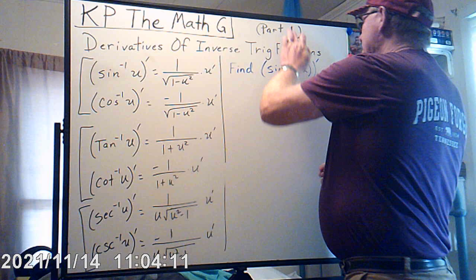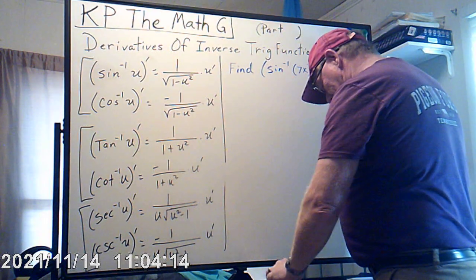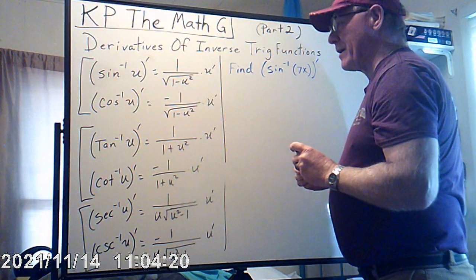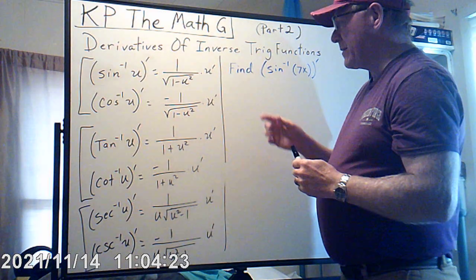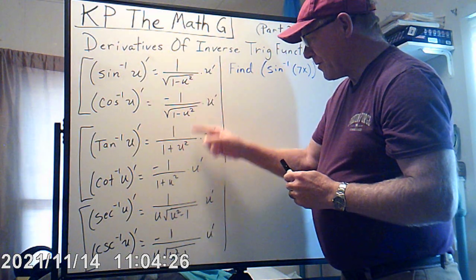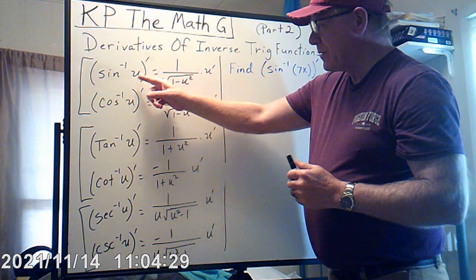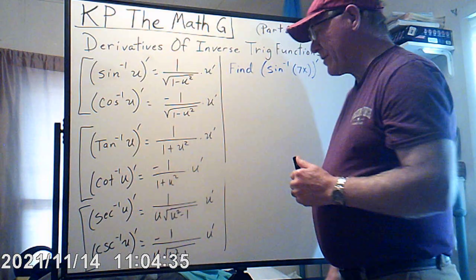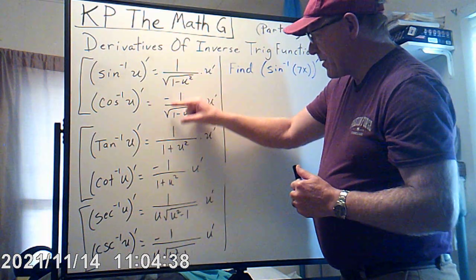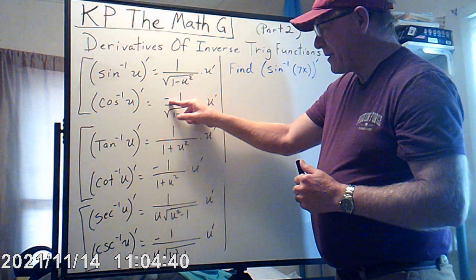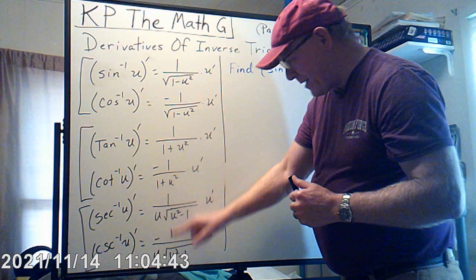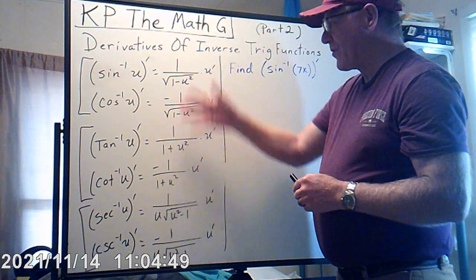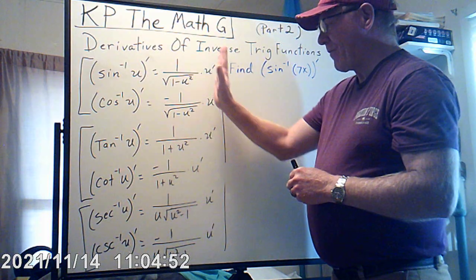In our last lesson, this is part 2, because in part 1 we derived these. Not all 6 of these, but we took the derivative of sine inverse, tangent inverse, and secant inverse. Notice that cosine inverse is almost the exact same as sine except for a sign, and the same thing for tangent, and the same thing for cosecant. So that's the reason I only did 3 of these. But now I have the formulas here.